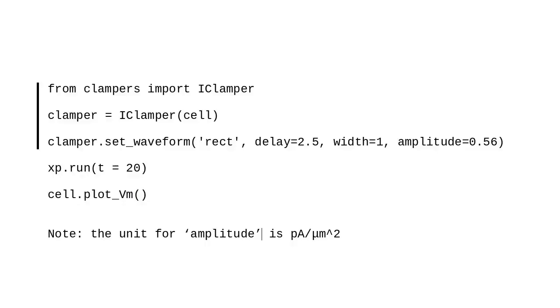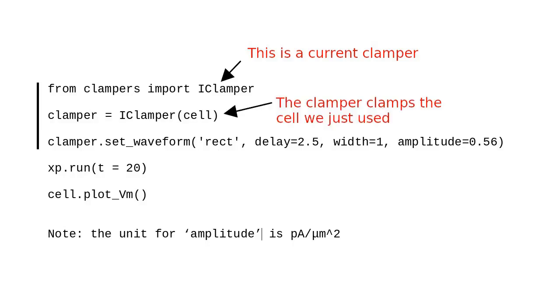If we just type 3 extra lines of code, we can get a beautiful action potential. Clamper stands for current clamper. Here we define a clamper, and at the same time, we clamp the cell we just used for generating the resting potential. We need to set the waveform of the stimulus. We use a rectangular pulse. Finally, we repeat the previous statements to generate the action potential.